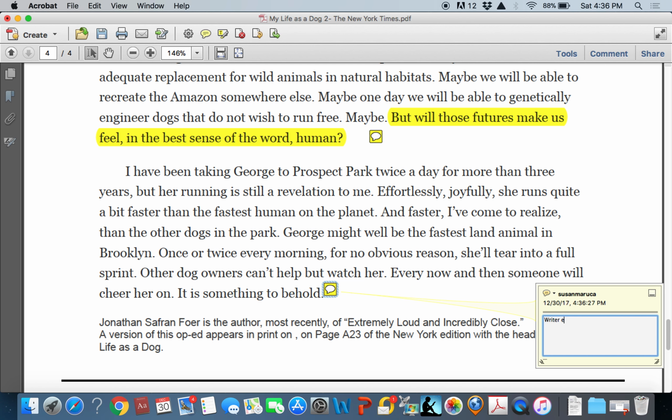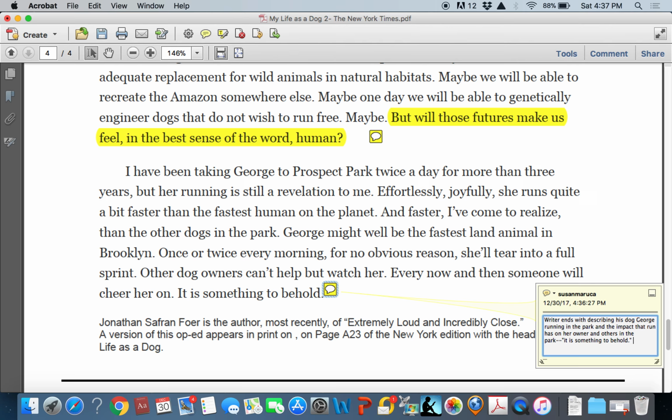The writer ends with describing his dog George running in the park, and the impact that run has on her owner and others in the park. It is something to behold. And with that, this is the conclusion of the opinion.